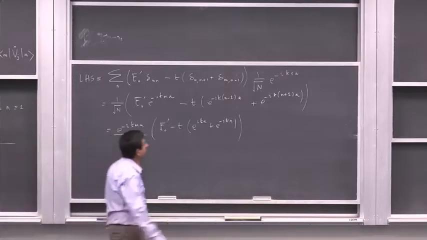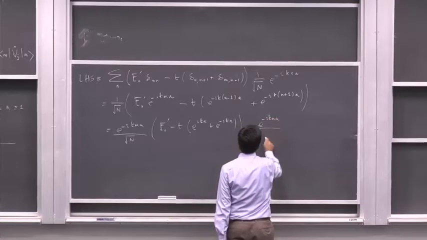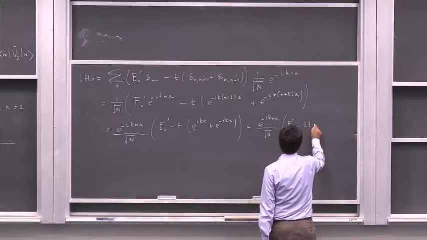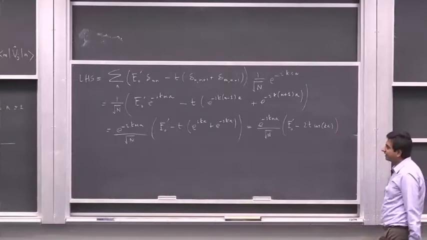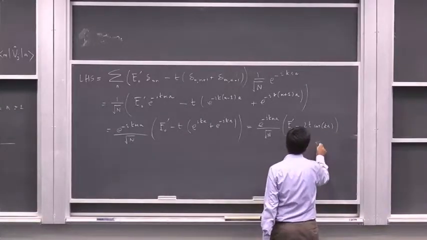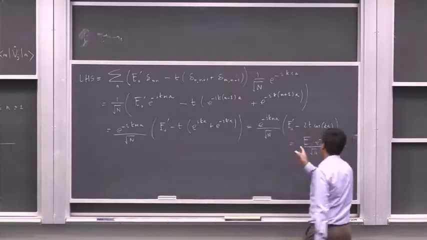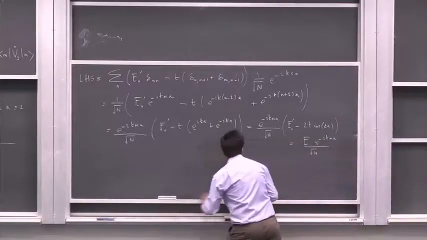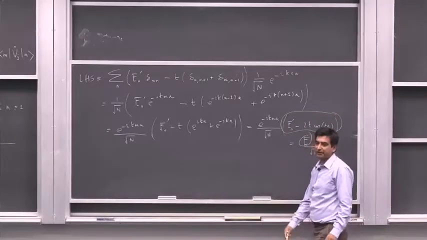Okay, this gives me e to the minus i k m a over under root n, E naught prime minus 2t cosine of Ka. But this must equal the right hand side, and the right hand side is simply E times e to the minus i k m a over under root n, where E is the energy. Hence, I automatically get the dispersion relationship. I compare this E with this. This is my energy as a function of K.